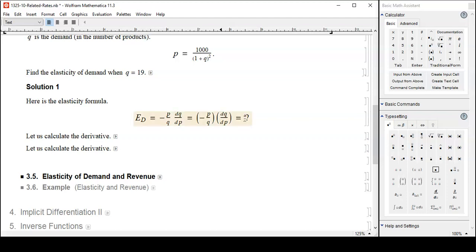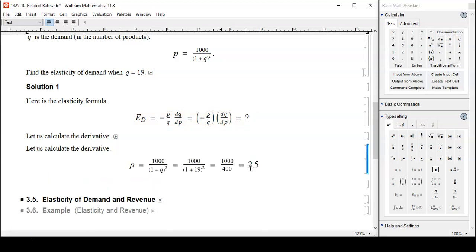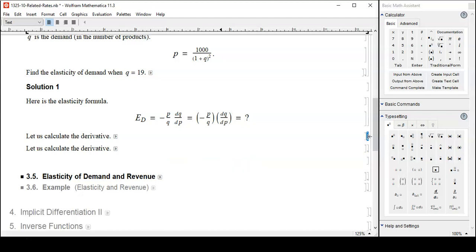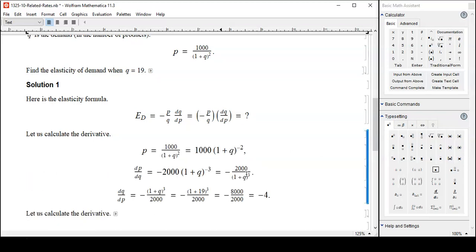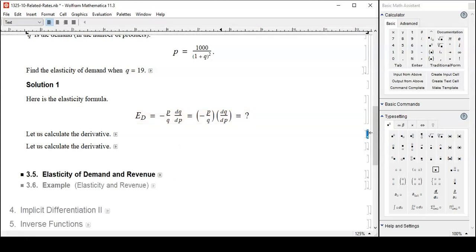So there's a formula. And then I have to get negative P over Q. And P is 2.5. And Q is 19. Yeah, I'm going to plug those in. And this dQ dP, well, take the derivative and not blindly put that in. We have to take the reciprocal because I want dQ dP. Plug in the numbers, so I get -4. So that's -4, and there's 2.5, and then down here 19. Yeah, okay. Let's plug in the numbers.